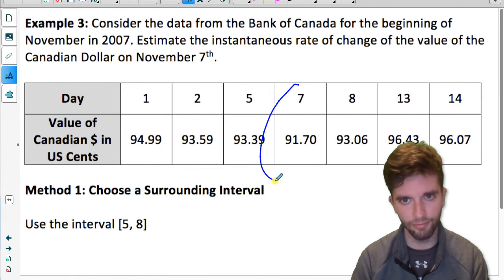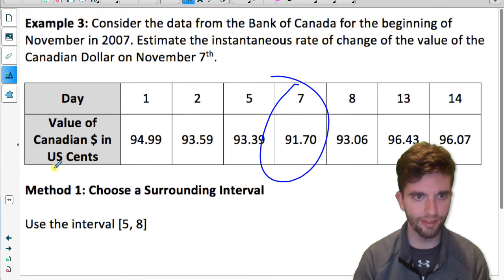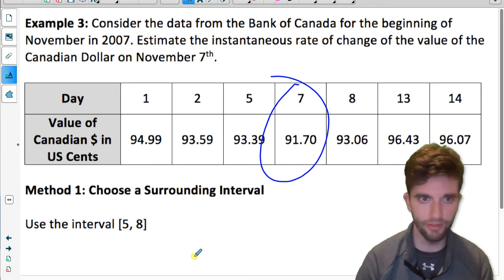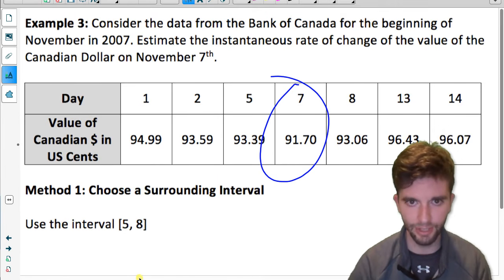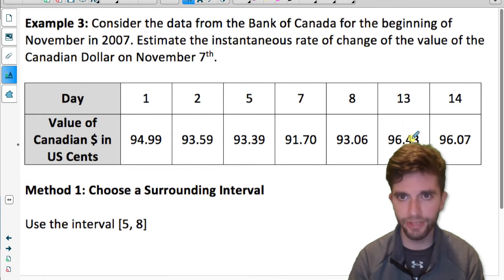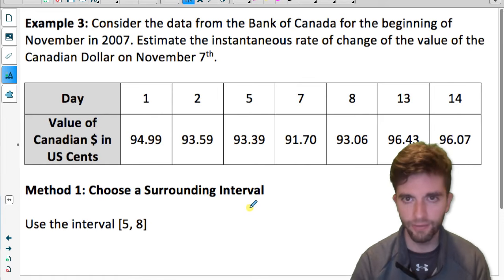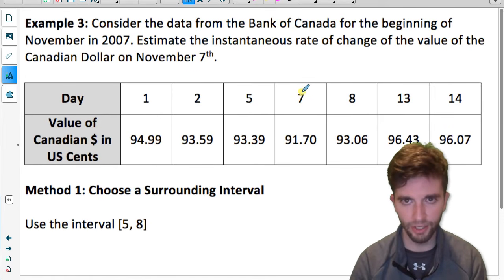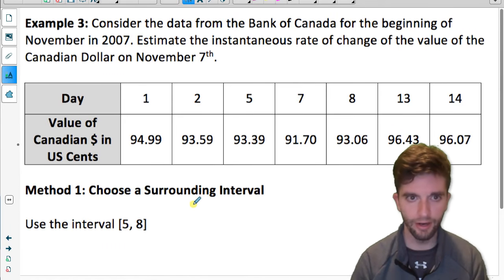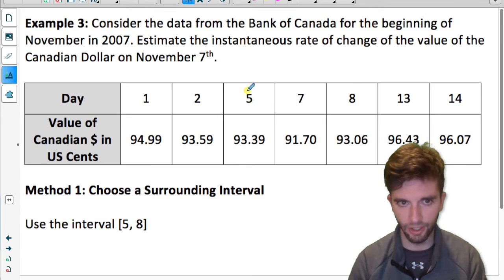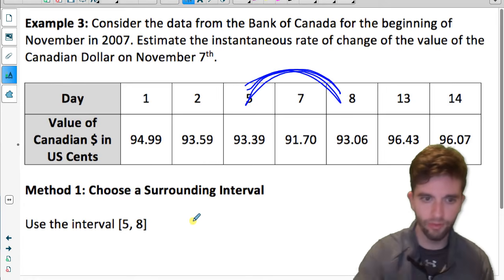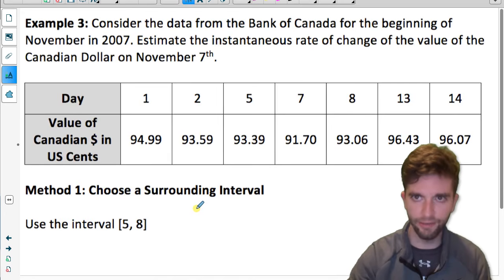So on November 7th, the value of the Canadian dollar is 91.7 US cents. So 100 cents Canadian is worth 91.7 cents American on November 7th in 2007. We have information about a few days in November before November 7th and a few days in November after November 7th. If we want to estimate the instantaneous rate of change of the dollar on that day, there's a couple methods we could use. We could either use the method of calculating an average rate of change on a surrounding interval, so the average rate of change between those 2 points, or we could do method 2, average a preceding and a following interval.